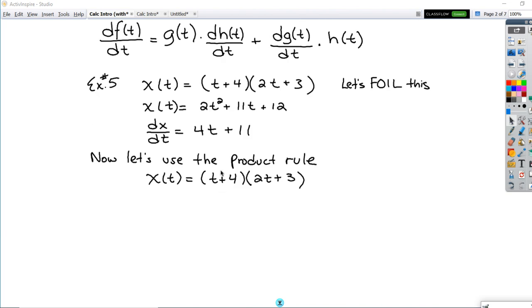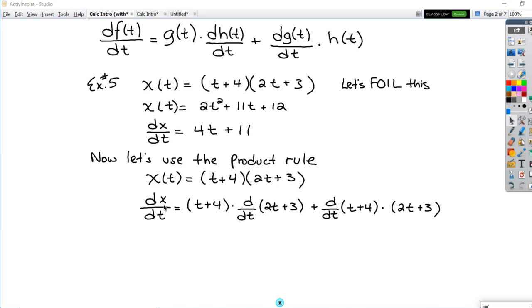Okay, so the t plus 4 is like my g function, and my 2t plus 3 is like my h function. So let's apply the product rule to this function. The derivative is the first function times the derivative of the second plus the derivative of the first times the second function. So we're going to have two derivatives that we have to take. Then we'll have to simplify, and we're hoping to still get 4t plus 11. That's what the derivative should be.